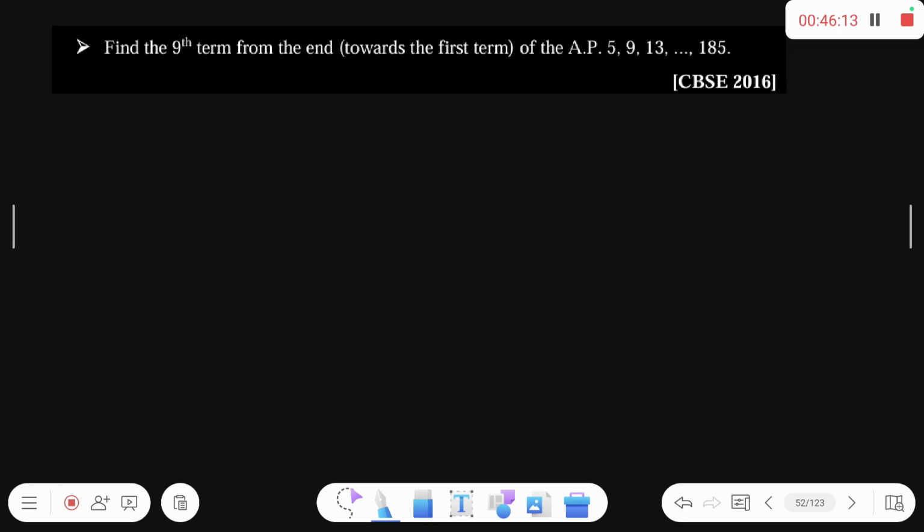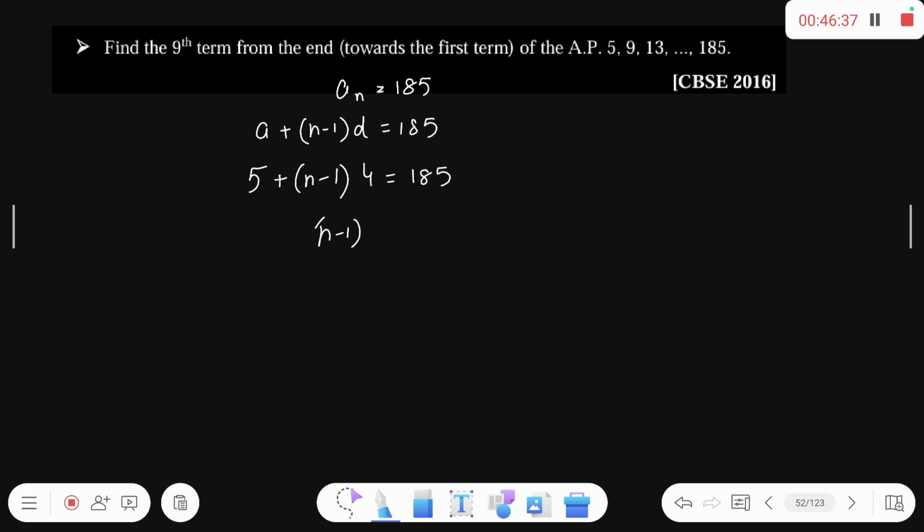Next, find the ninth term from the end towards the first term of the AP. This. So the AN value is 185. You can say A plus (N minus 1)D is equal to 185. When A is 5 and D is 9 minus 5, that is 4, 185 is equal to... N minus 1 is equal to 180 divided by 4. 180 divided by 4 is 45, N minus 1 is 45, N is equal to 46. So you will get the value of N is equal to 46.